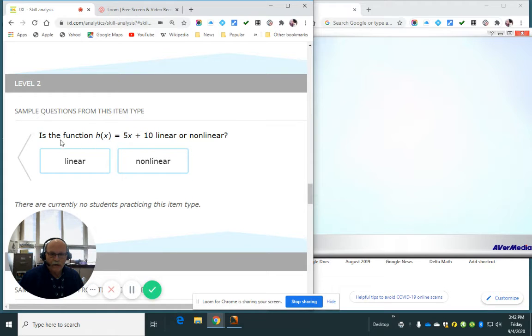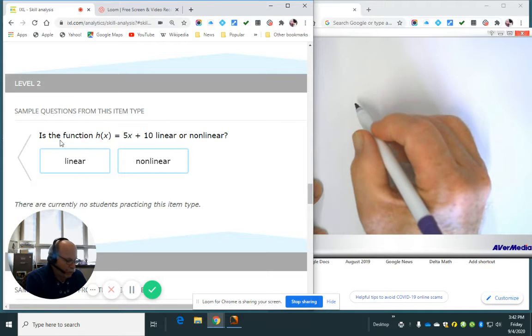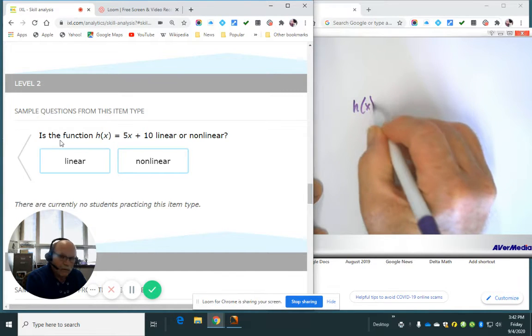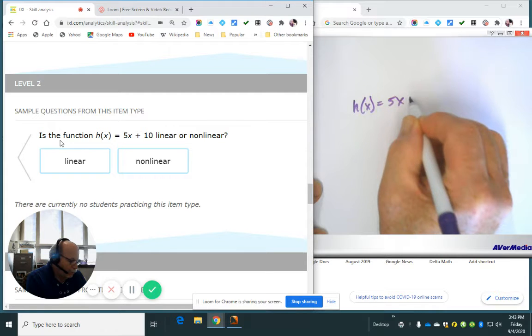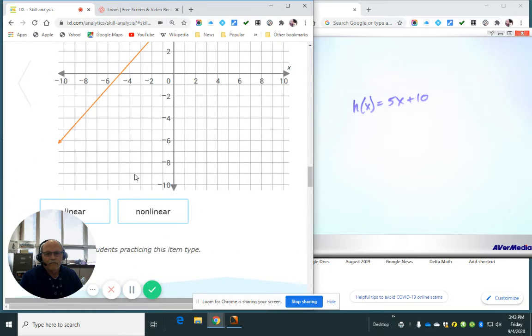This function right here, we're looking at h of x equals 5x plus 10. It's written in slope-intercept form. It doesn't have any exponents. X is not in a denominator anywhere. Therefore, this is linear. All right, and if you graphed this, you would get a straight line. So that's a good way to look at it.